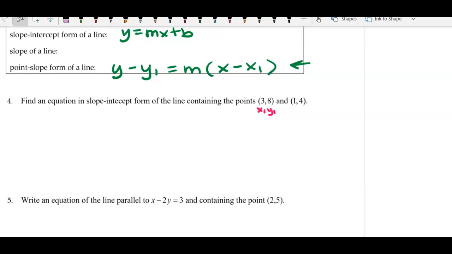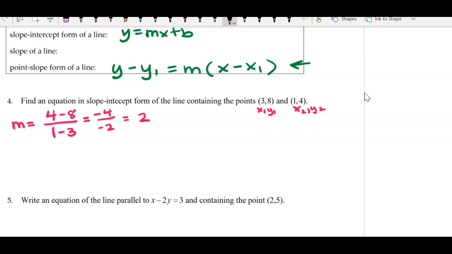Okay, so we've got our x1, y1 or x2, y2. So what can we do with those? Put them in the slope of the line formula. Yeah, so let's use that slope formula. We'll do y2 minus y1, so 4 minus 8. And then what's going to be on the bottom? 1 minus 3. Yeah, 1 minus 3. So on top we get negative 4, on the bottom we get negative 2. When we divide those, what do we end up with? 2.